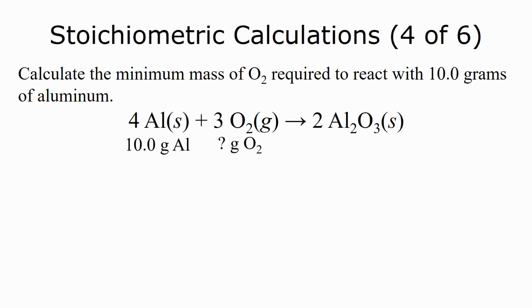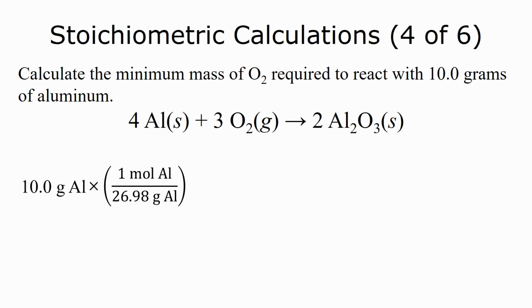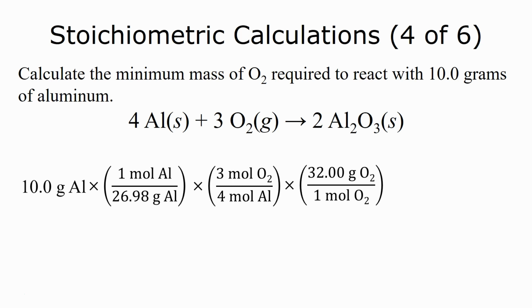So again, we can't go directly from mass of aluminum to mass of oxygen. We have to go by way of moles, which means we're going to, again, have to convert our 10 grams of aluminum to moles of aluminum, and then use the stoichiometric ratio of moles of oxygen per moles of aluminum to find out how many moles of oxygen we need. And then finally convert moles of oxygen to mass of oxygen, this time using the molecular mass of oxygen. Check your dimensional analysis, our final units, and we calculate the mass of oxygen required to react with 10 grams of aluminum.